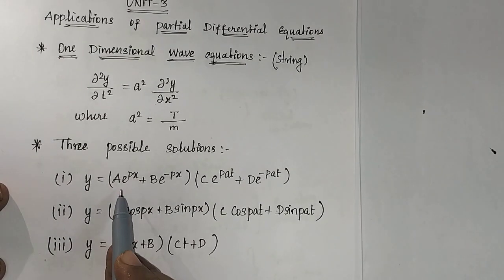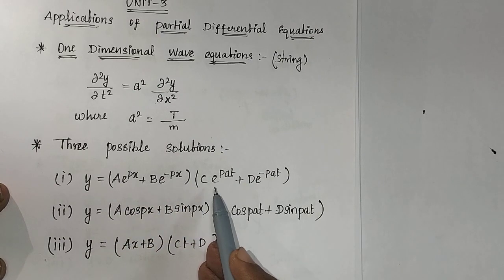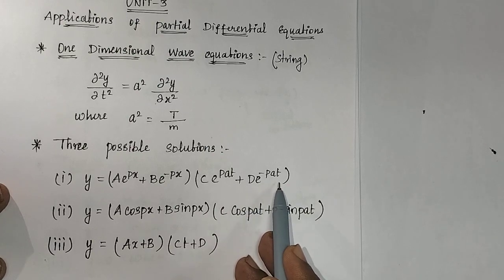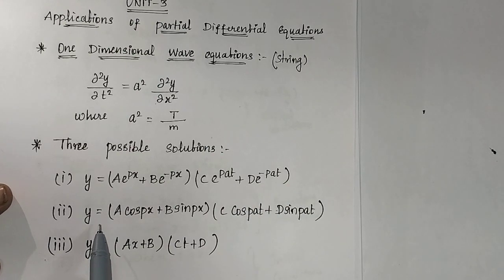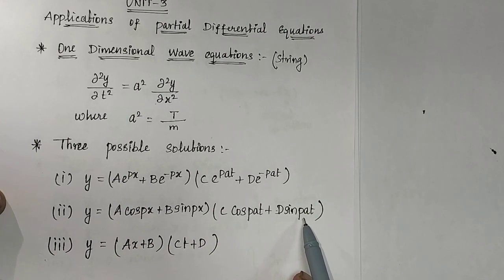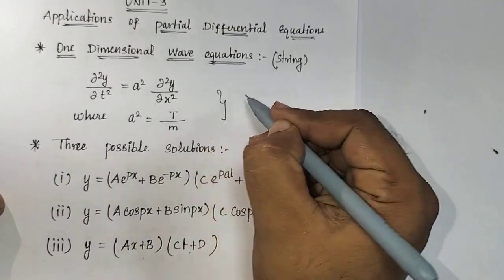First one is y equals a e power px plus b e power minus px, into c e power pat plus d e power minus pat. And second one is y equals a cos px plus b sin px, into c cos pat plus d sin pat. And third one is y equals ax plus b, into ct plus d. So before going to start the problem, here itself you will get 2 marks.